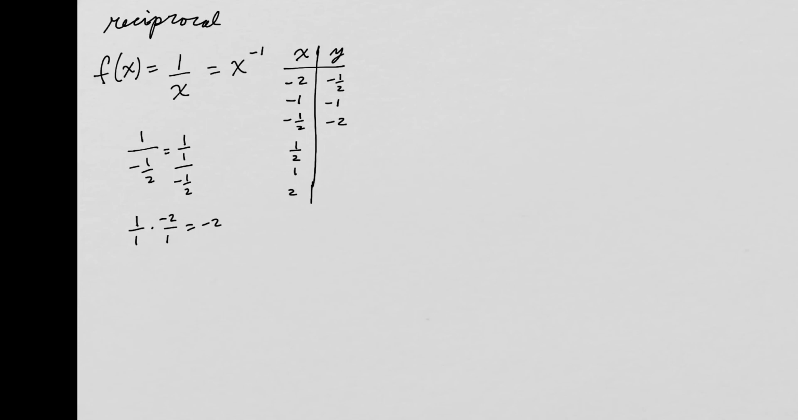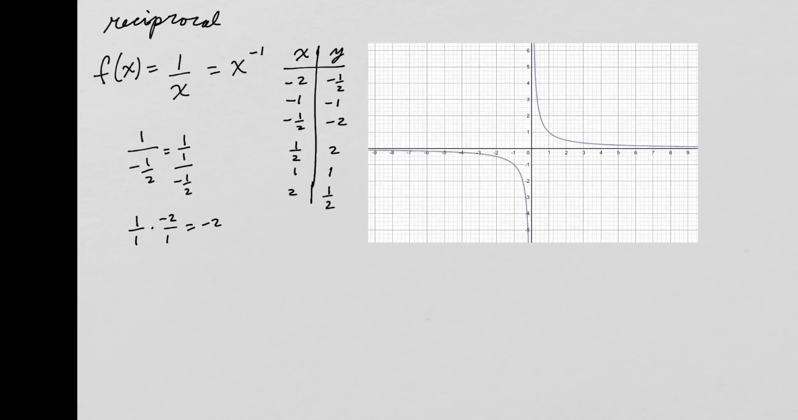Then if I plug in positive 1/2, this is going to be positive 2. Positive 1, the output is positive 1, and then positive 2, 1 over 2 is 1/2. And if you plot this, we can look at some of these inputs. If I put in negative 2, the output is a negative 1/2. If I put in negative 1, the output is a negative 1. If I put in negative 1/2, the output is negative 2. And of course, I can't put in a 0 because it's undefined.